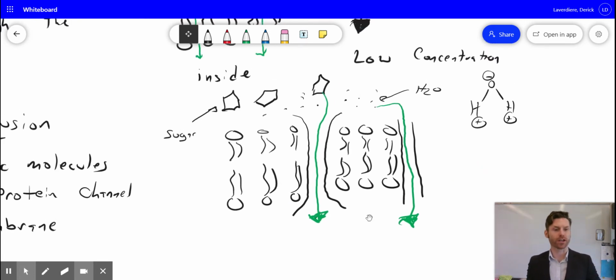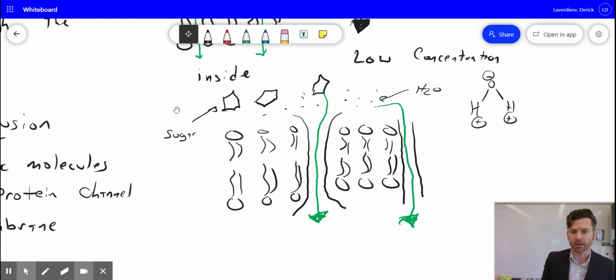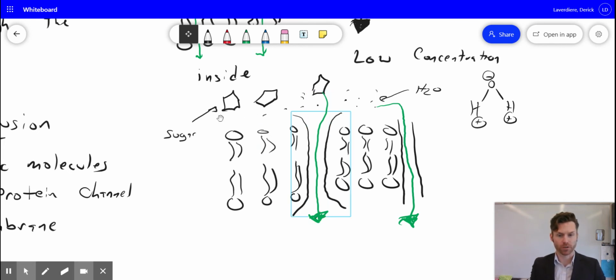These protein channels have specific shapes, and so these shapes match certain molecule types. And in my model here, I have a protein channel that's allowing these sugar molecules to go through. Sugar's big, it's too big to fit in the gap, so it has to go through this protein channel. And so I have a high concentration up here, a low concentration down here. The sugar molecules move through the channel to go inside the cell.